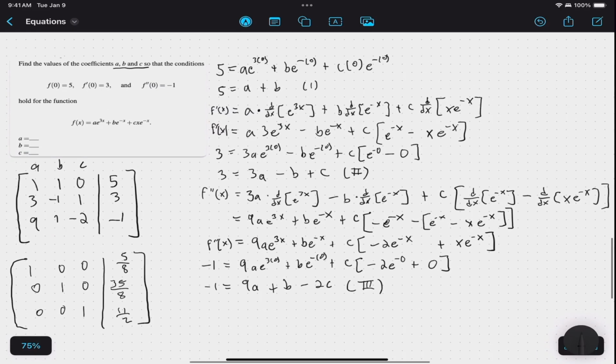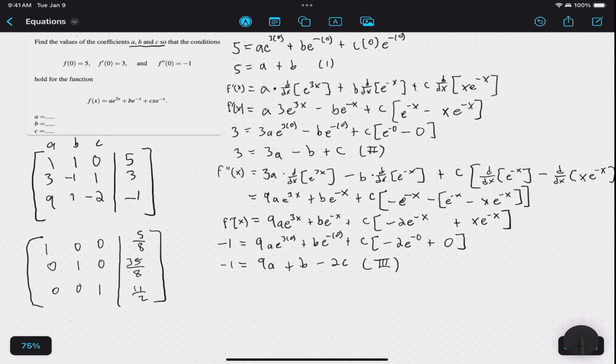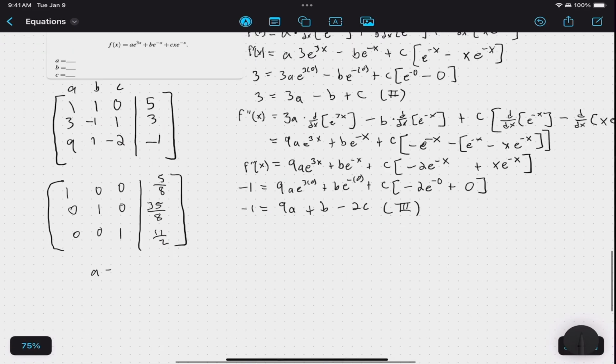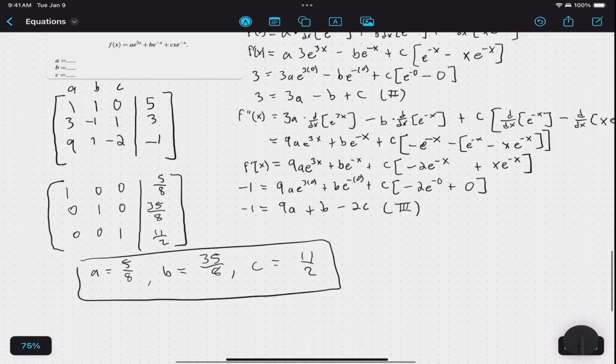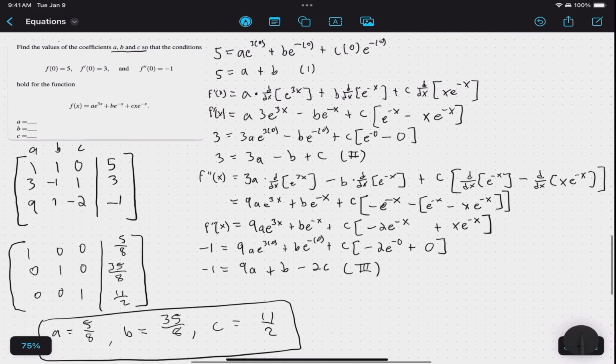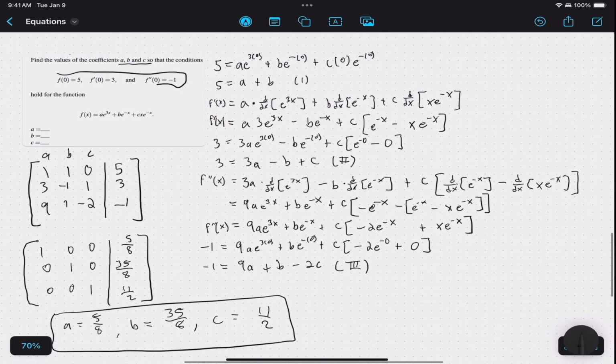And from this matrix, we know that the value of a is equal to 5/8, b is equal to 35/8, and c is equal to 11/2. And now we found our a, b, and c's such that these conditions hold and the problem is solved.